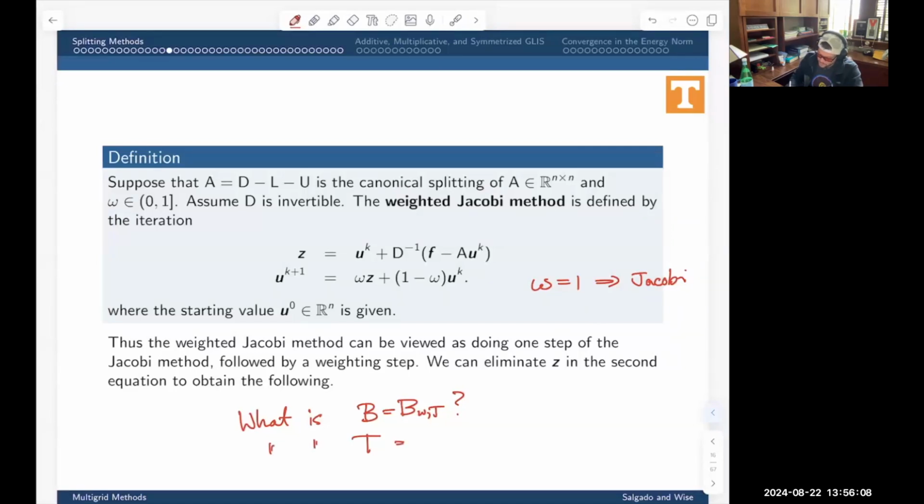How do I compute the error transfer matrix for weighted Jacobi? So this one is the iterator. Of course, once I know the iterator, then I know the error transfer matrix. But that's a question for you, maybe a little homework exercise. What is the weighted Jacobi iterator? Okay, put that in your back pocket for now. We'll come back to that.